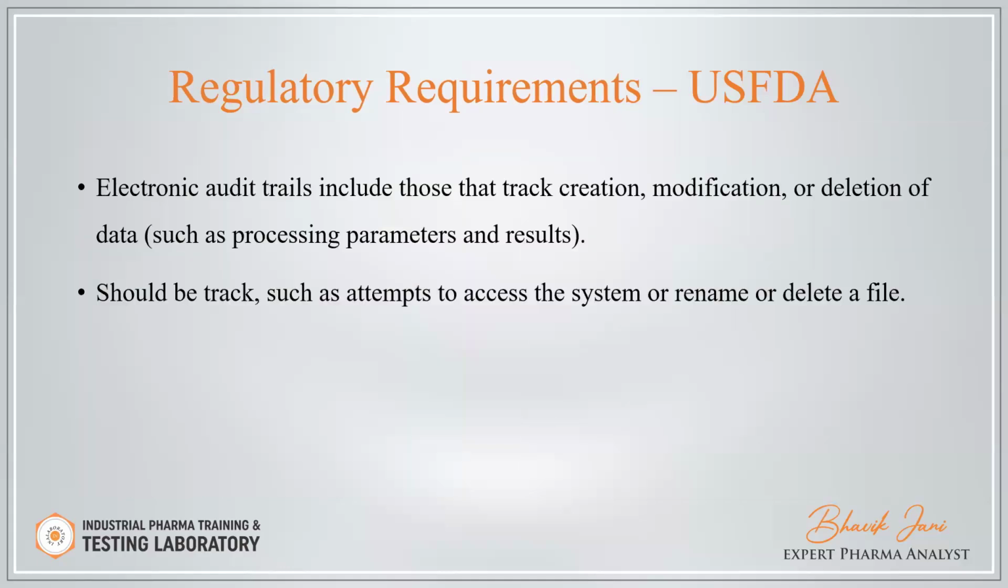The electronic record includes those that track creation, modification, or deletion of the data. Data should be tracked, such as attempts to access the system or rename or delete a file. The audit trail includes those that track the creation, modification, and deletion of data. Whatever file rename or deletion activity is there should be tracked by the audit trail.